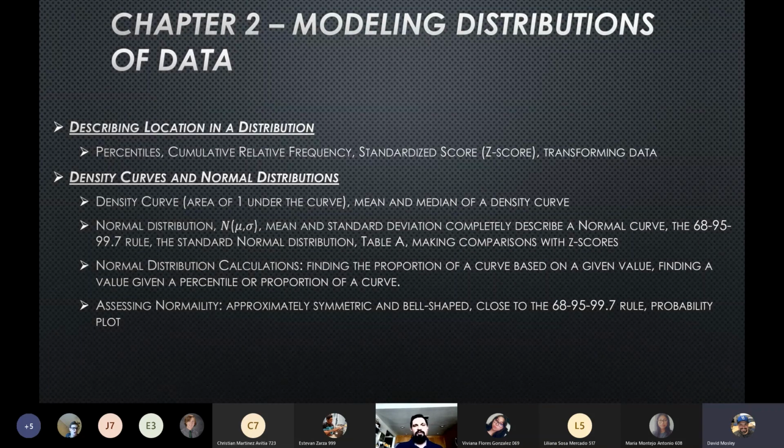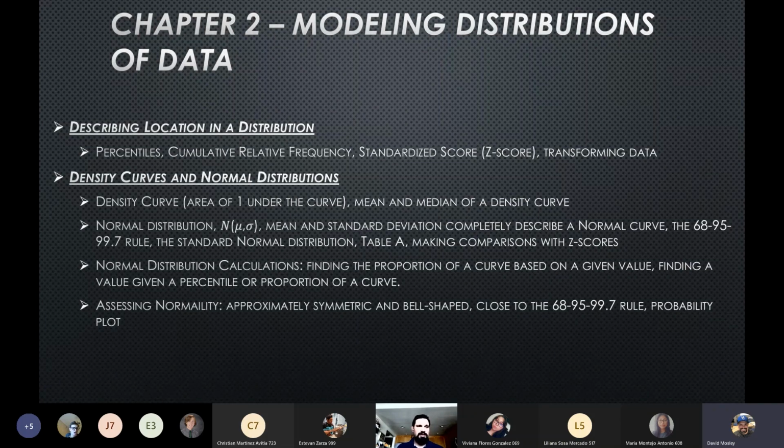A density curve has an area of 1 under the curve. The mean and median of a density curve are related. In a symmetric density curve, the mean and median are in the same place. They're just right there in the middle. With a skewed distribution, with a skewed density curve, the mean will be pulled away from the median in the direction of the skew. So if a distribution is skewed to the right, the mean will be to the right of the median.